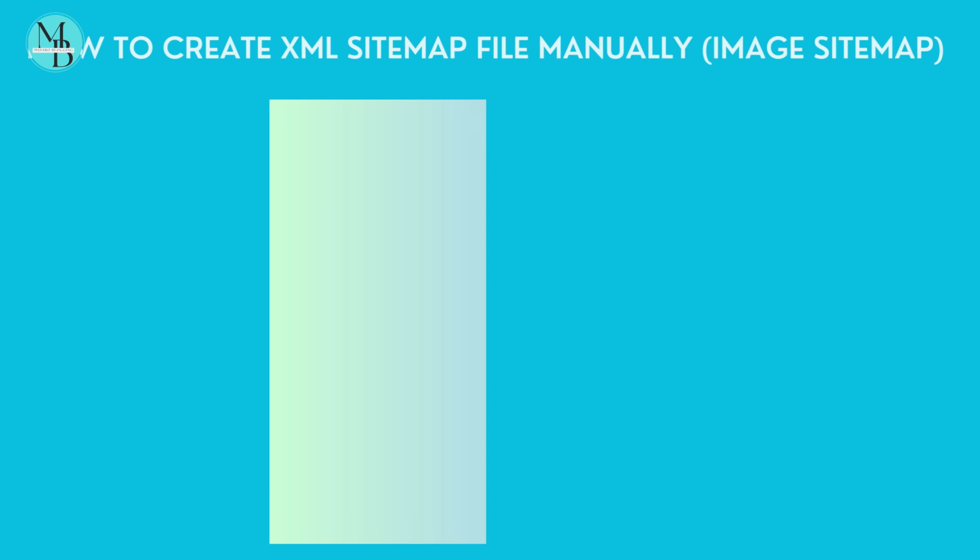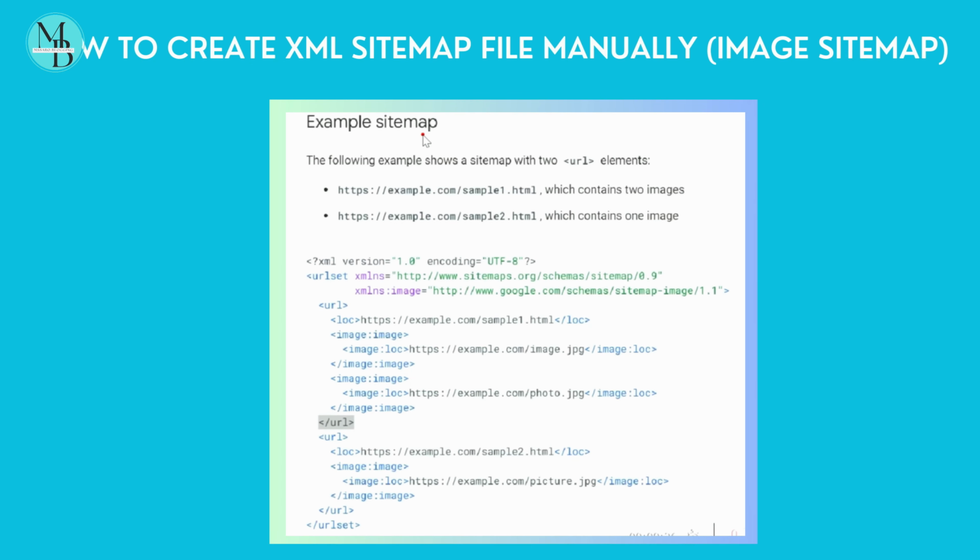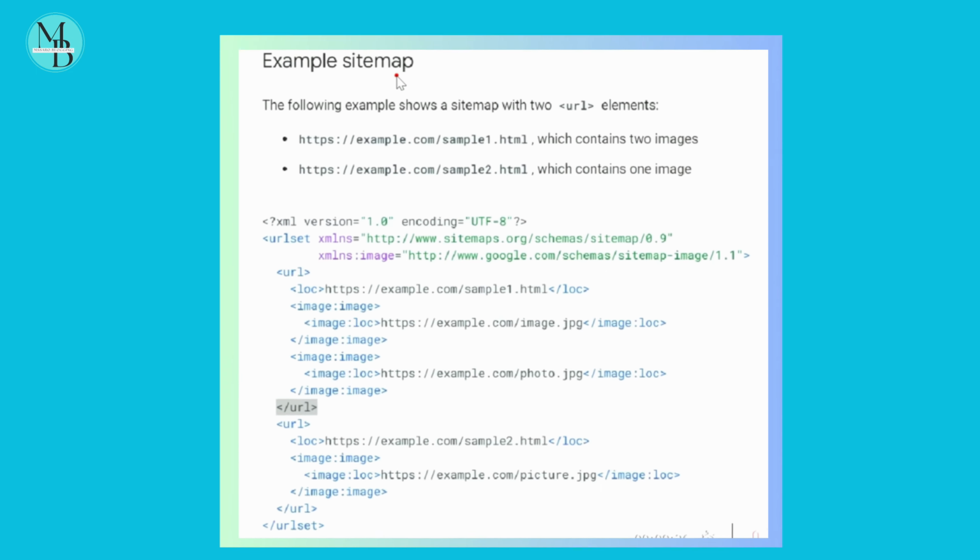Now, how to create an XML sitemap if we are not using any CMS. First is manually. You have to create your XML sitemap manually, which is not recommended. Let's see how a manual sitemap would look and what you have to write in it. Let's see with the help of one example if you want to create an XML sitemap file manually.